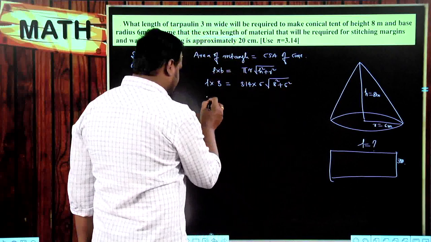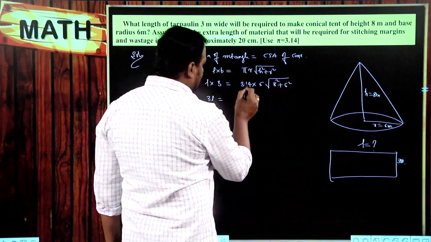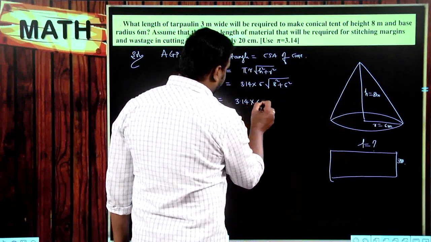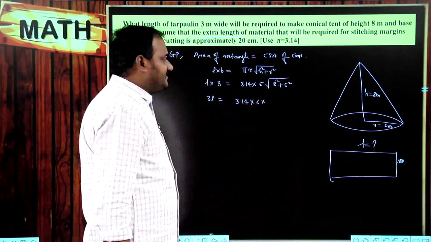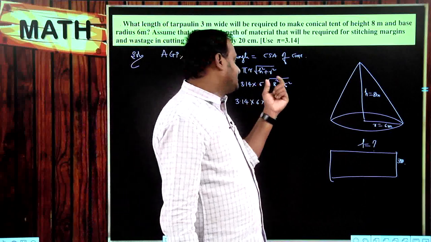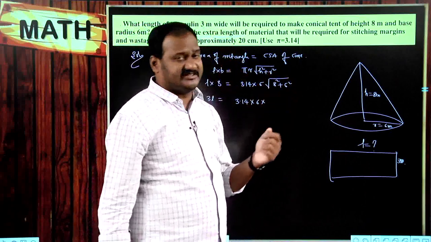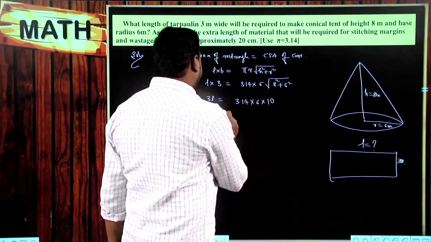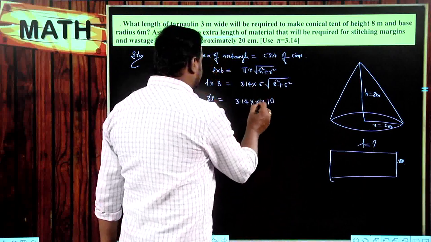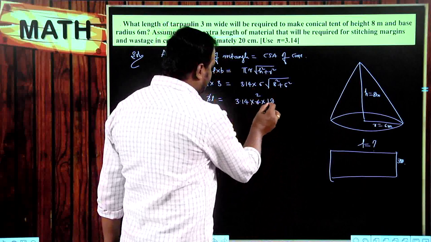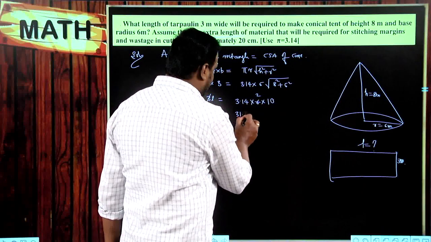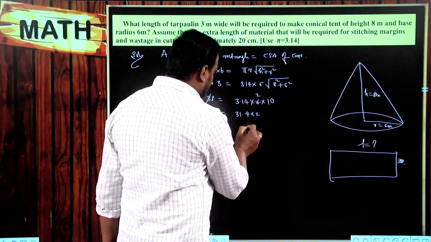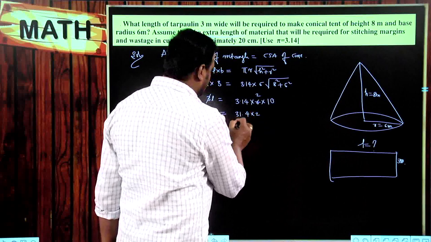Okay. So, this is 3L is equal to 3.14 into 6 multiplied by root over 8 square plus 6 square, 8 square equal to 64, 6 square equal to 36, 64 plus 36 equal to 100, root over 100 is equal to 10. So, finally, what do you get here? 3 ones and 3 twos are 6 and 3.14 multiplied by 10 is going to be 31.4 multiplied by 2. So, 31.4 multiplied by 2 is 2 fours are 8, 2 ones are 2, 2 threes are 6.